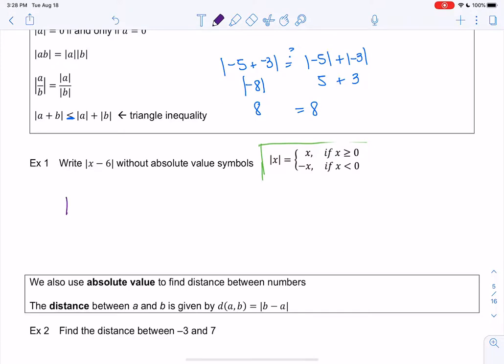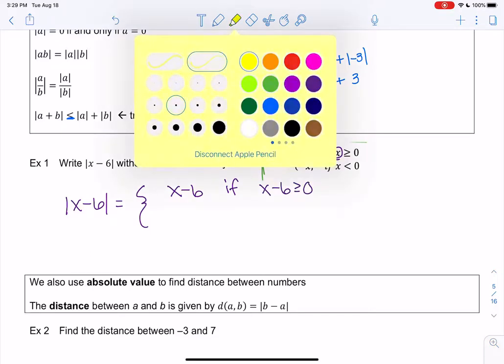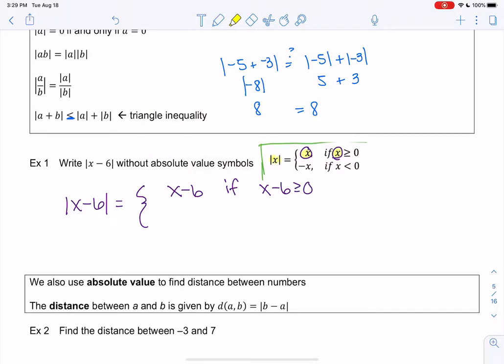There's some things we just can't do with an absolute value, so we need to get rid of it. So I'm going to do this piecewise function. The absolute value of x minus 6 will equal x minus 6 if x minus 6 is greater than or equal to 0. So I'm taking that definition, and everywhere I see x, I'm changing it to x minus 6.